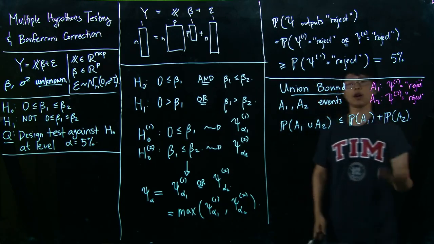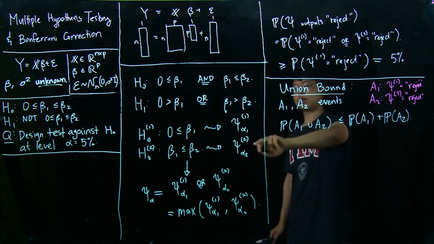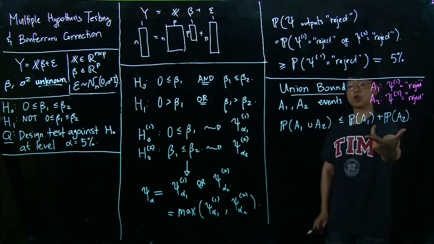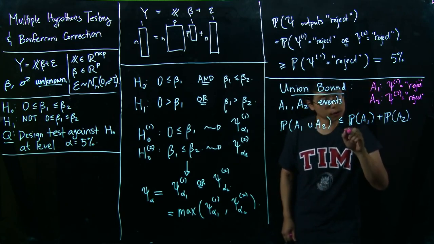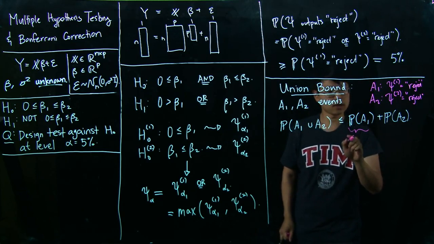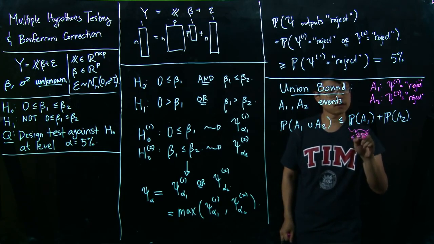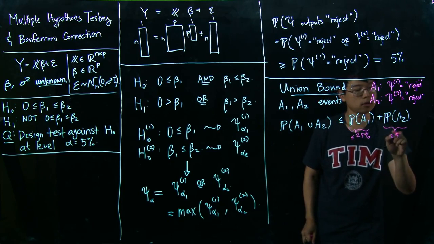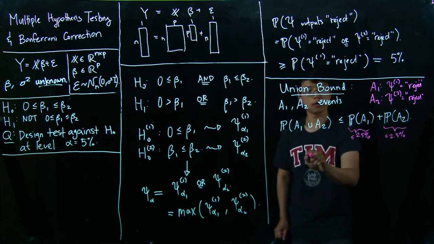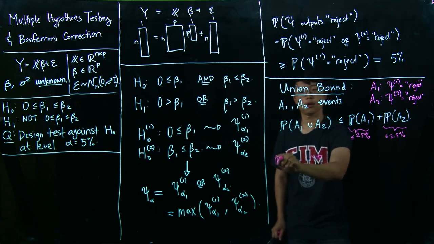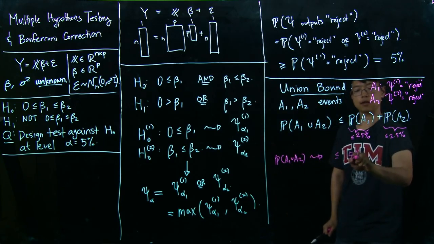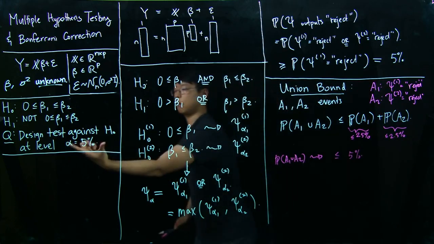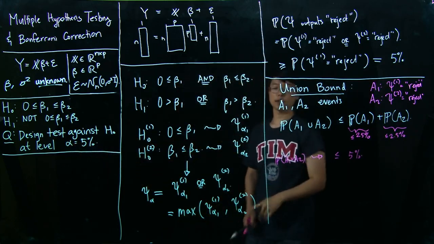So what does this tell us? Well, if we set the levels of these two tests at, let's say, 2.5%, we end up with the right guarantee. In other words, if we set this to be at most 2.5%, then in total, this is less than or equal to the sum of these two, which is 5%, which is the right kind of guarantee we want so that we can say that our test has 5% level.